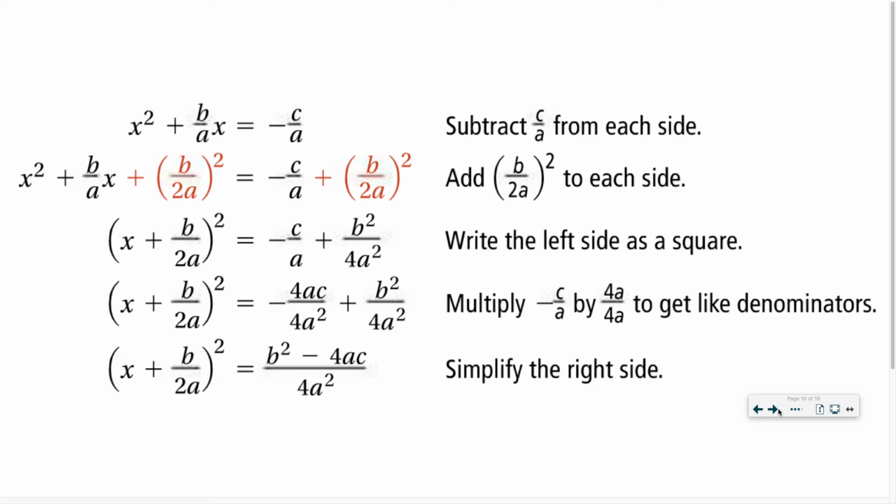So I'm going to subtract c over a from both sides. So I subtracted c over a. At this point, I'm going to complete the square. I'm going to use that b divided by 2 squared, and whatever I come up with, I'm going to add to both sides. There it is in red.